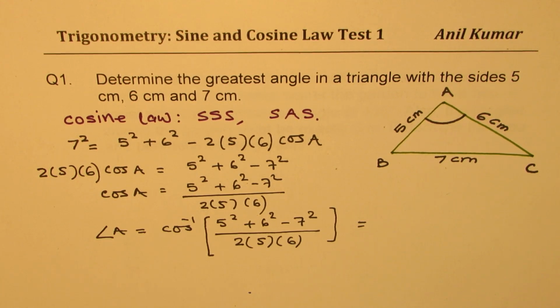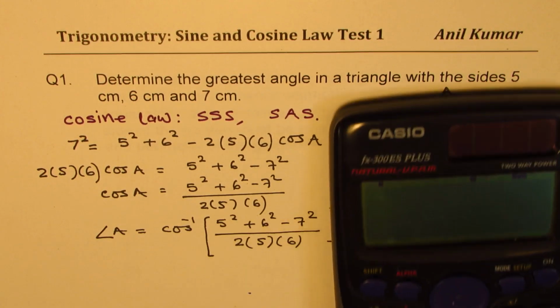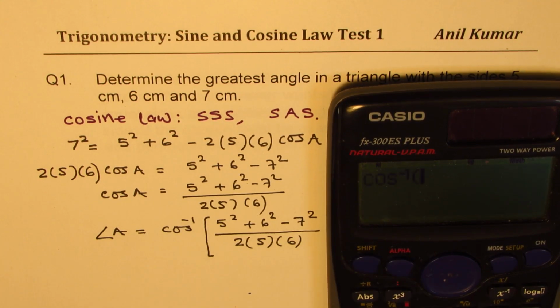Perfect. So I'm just showing you the steps so that you can easily connect with the formulas you have already learned, right? So let's find. So we go shift cos inverse. Within brackets, we'll first write the numerator, which is 5 square plus 6 square minus 7 square, bracket close. And this has to be divided by, within the second bracket, I'll write 2 times 5 times 6, bracket close, and the second bracket close for cos inverse. So that gives you the angle as 78.46.